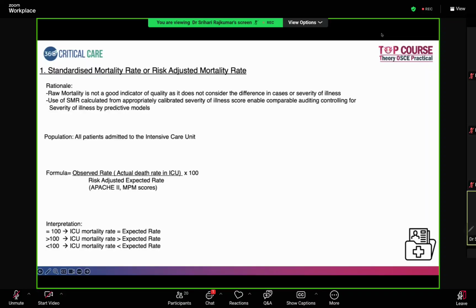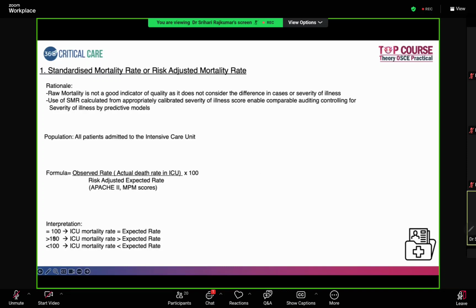The formula is the observed rate, that is the actual death rate in the ICU. That is the number of patients who died divided by the total number of patients, and the risk-adjusted expected rate that is taken as a mean. That is over the number of patients who have been admitted to the ICU. You calculate the Apache score and then you take the mean of it.